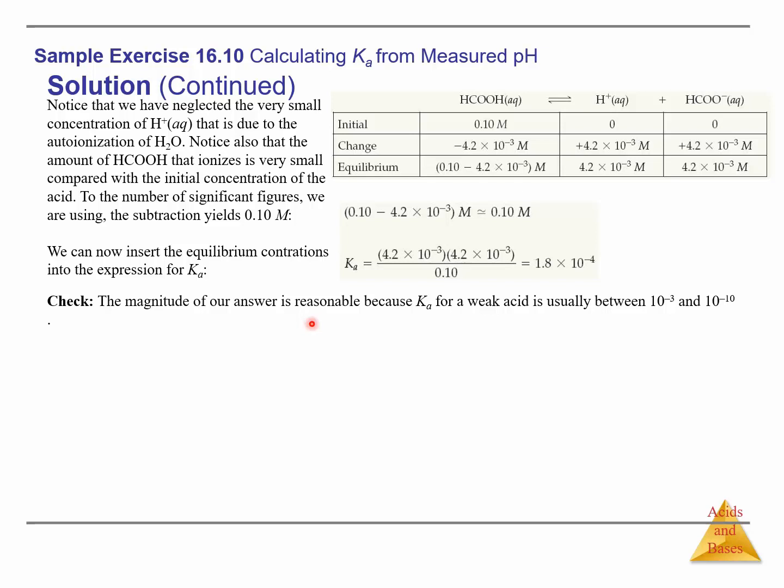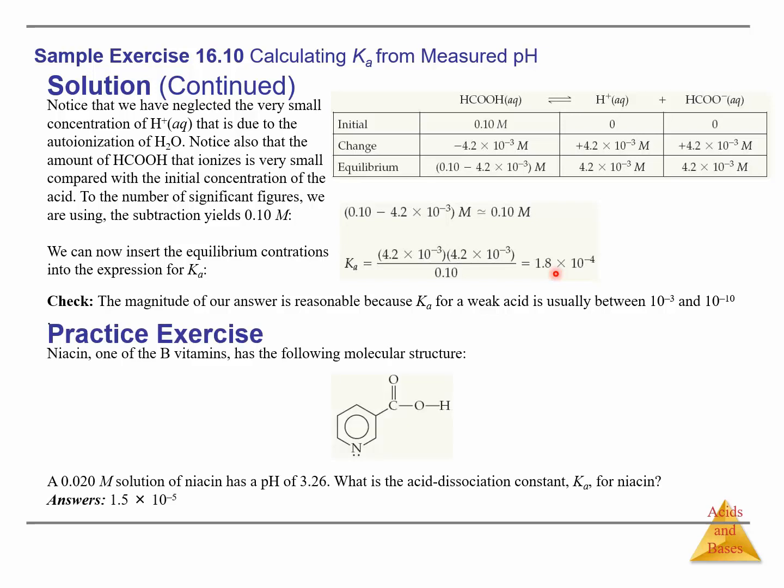Now the magnitude of our answer is reasonable because Ka for a weak acid is usually between 10 to the minus 3 and 10 to the minus 10. Also here you can solve the practice exercise, and this is its answer. It is similar to the sample exercise.